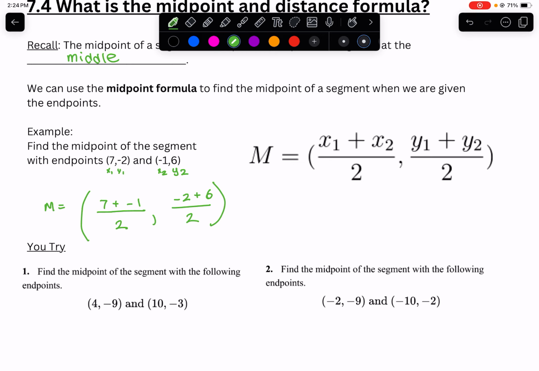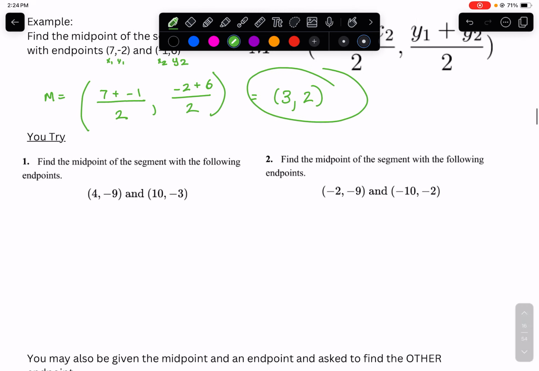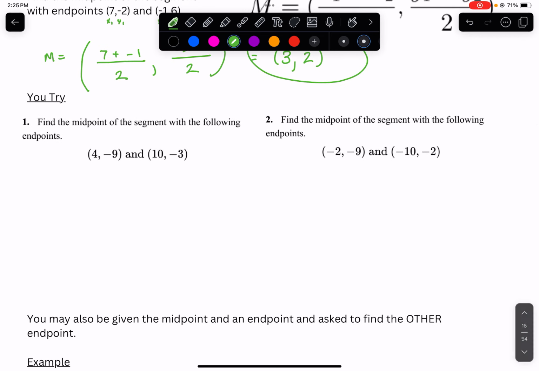So 7 plus -1 is 6, divided by 2 is 3. -2 plus 6 is 4, divided by 2 is 2. And that is your midpoint. Now here's some practice. So again, practice finding the midpoint.